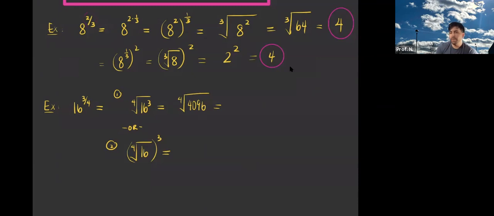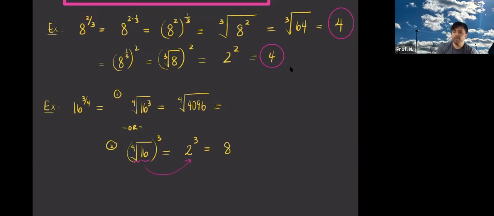So you start to see that, well, you know what? 16 cubed is way too big to take the fourth root of it. But you know what's easier to take the fourth root of? 16. And what is 16? The fourth root of 16. Isn't it 2? So the inside here is actually easier to do. I get 2. And what is 2 cubed? 8.